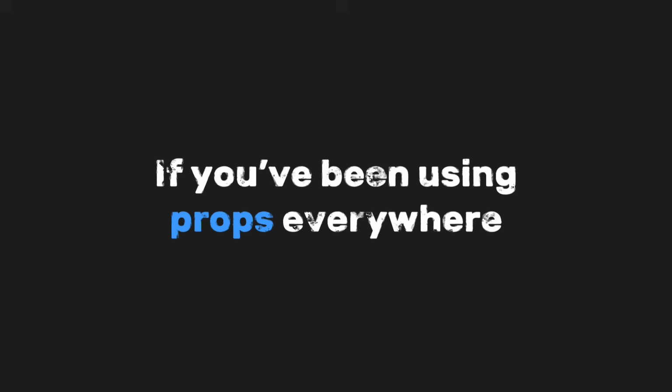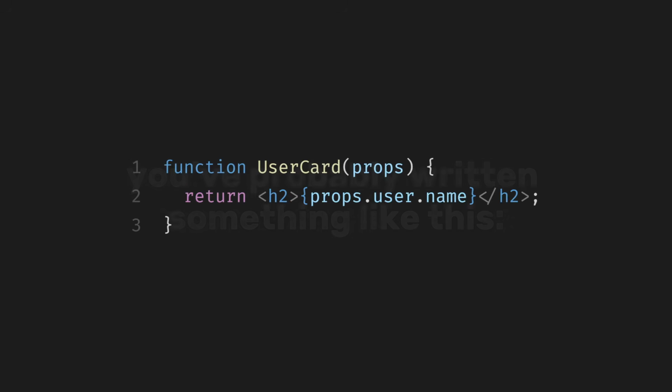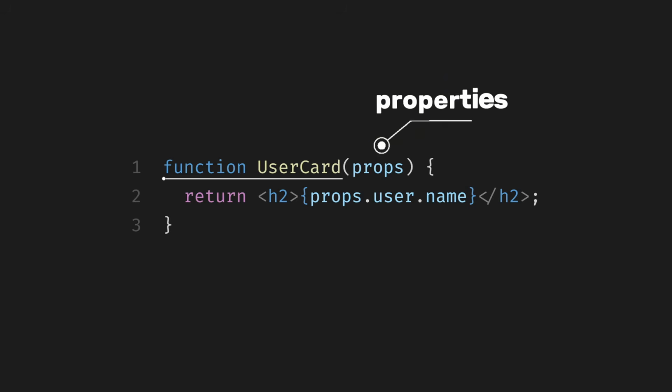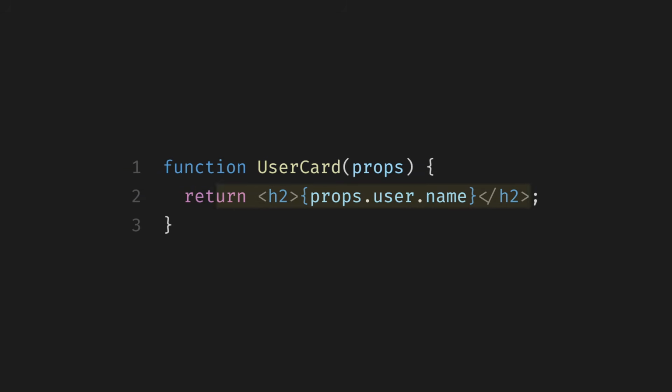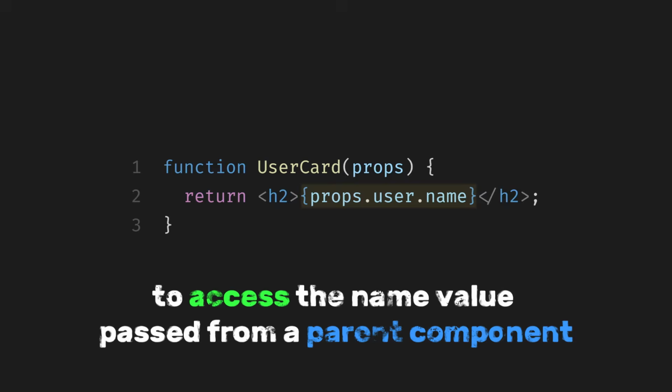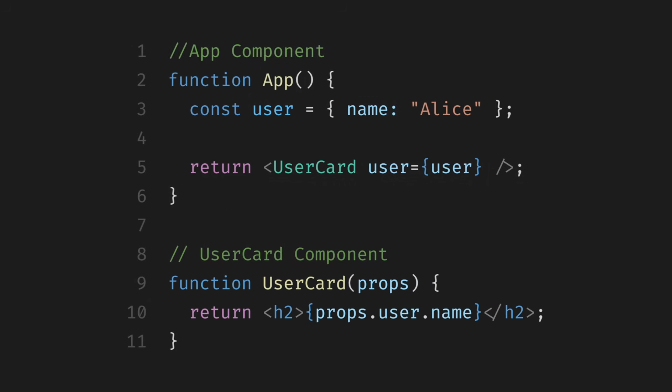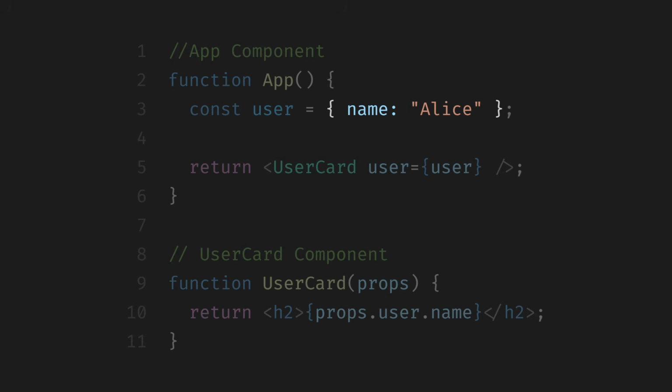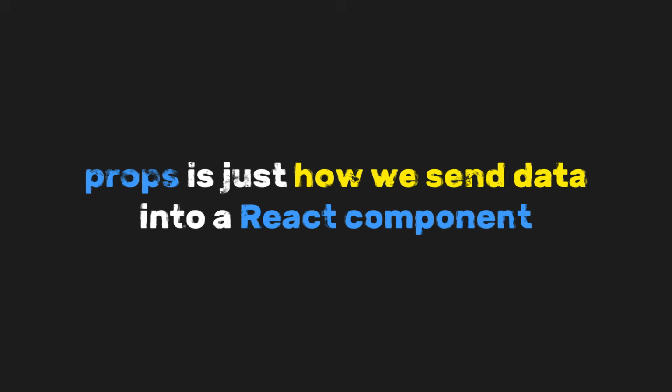If you've been using props everywhere, you've probably written something like this. For example, here we have a function called userCard, which receives something called props, short for properties. Inside the component, we use props.user.name to access the name value passed from a parent component. So if we pass a user object like name Alice, this component will render Alice on the screen. In short, props is just how we send data into a React component.